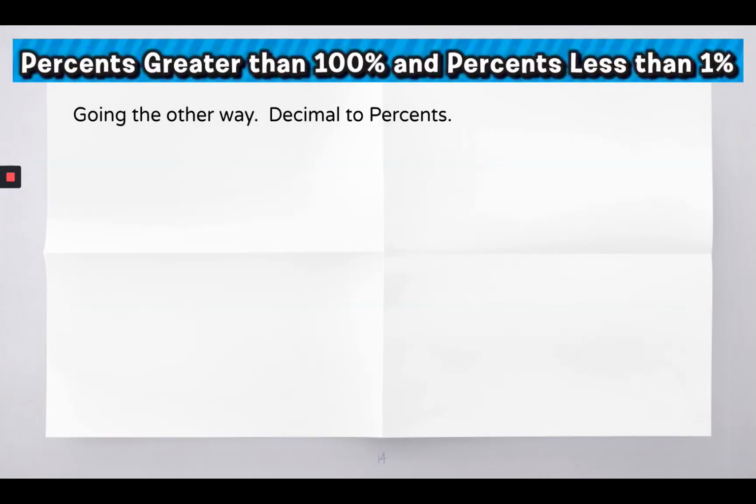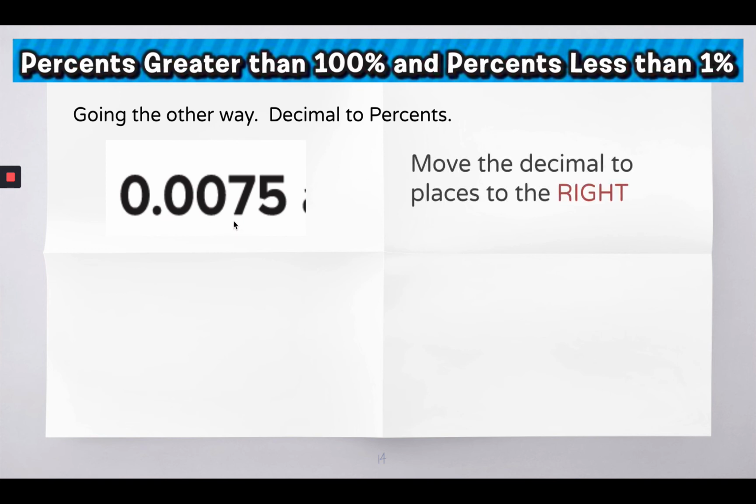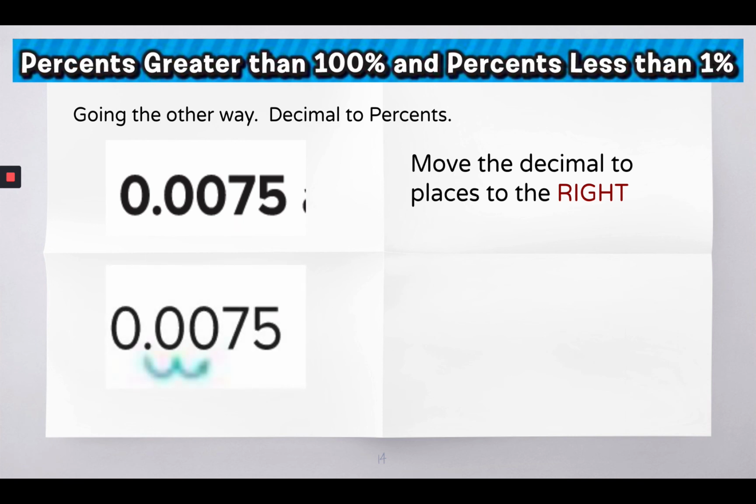Again, let's do that again. This is a decimal. I want to change it to a percent. So I'm going to move it 2 spaces to the right. That's 0.75%.